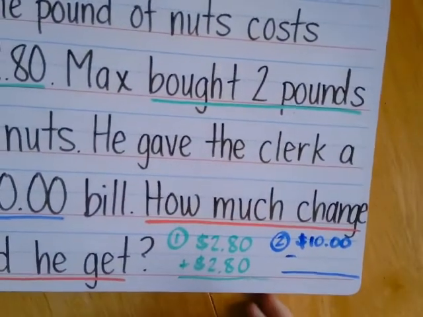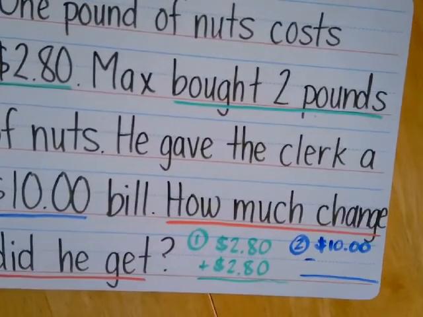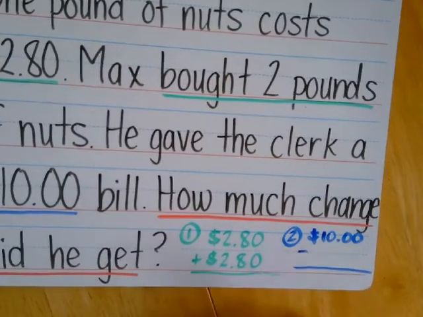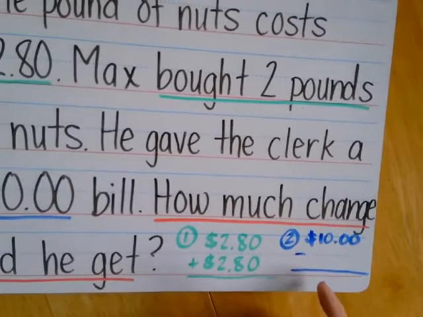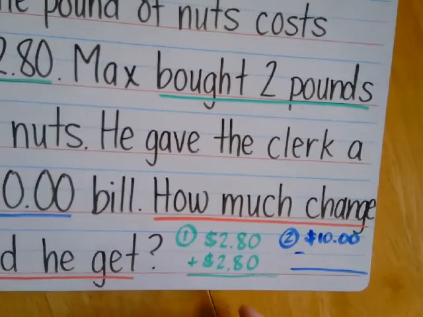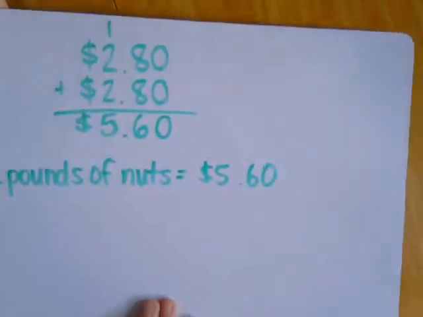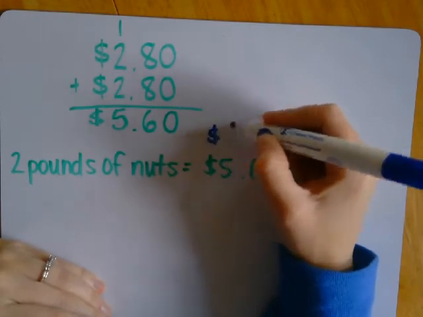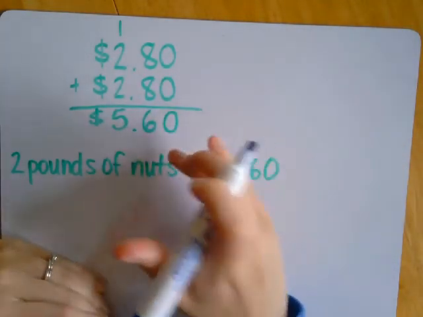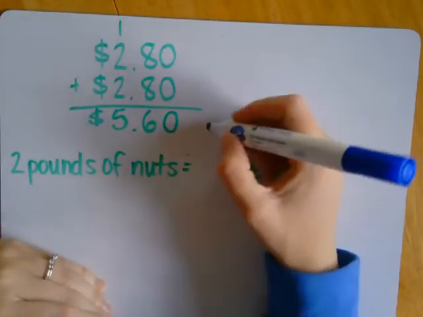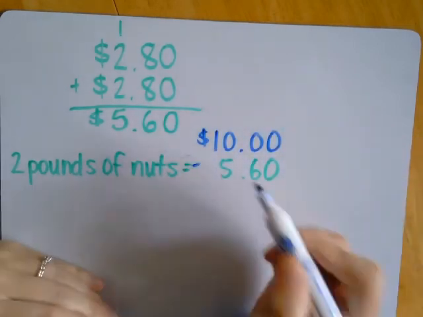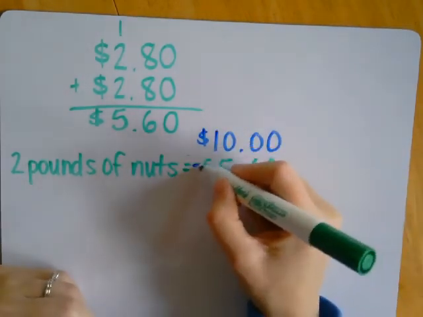Let's go back and look at what our second step was. So my second step, remember, I need to figure out how much change did he get back. So if he gave the clerk $10 and he spent $5.60, I need to subtract that from what he gave the clerk. So I need to take $10. Let's scoot this over. And I need to subtract $5.60 from it.